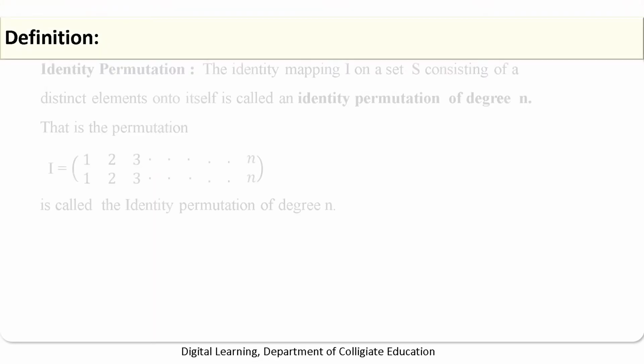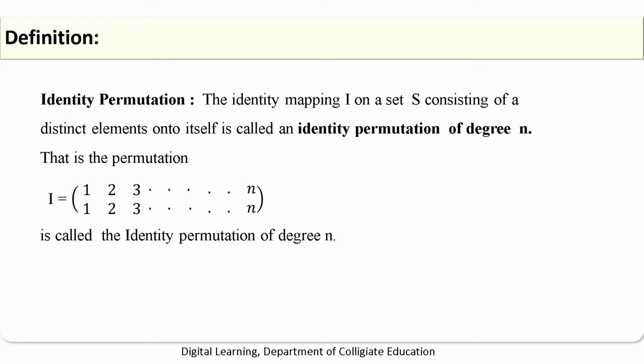Let us move on to the next definition, what is called an identity permutation. The identity permutation I on a set S which contains n distinct elements onto itself is called an identity permutation of degree n. Means what? Consider a matrix whose first row and second row are the same. That means 1 is mapped onto itself, 2 is mapped onto itself, 3 is mapped onto itself.